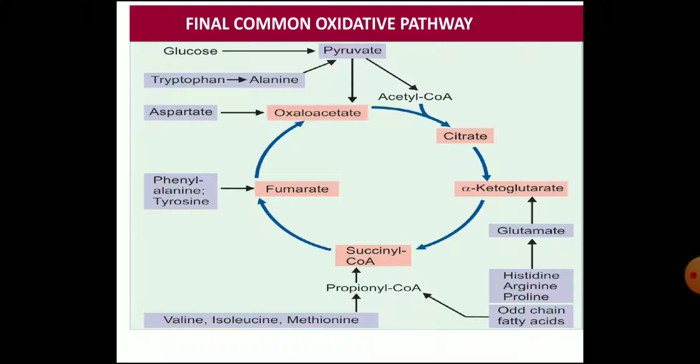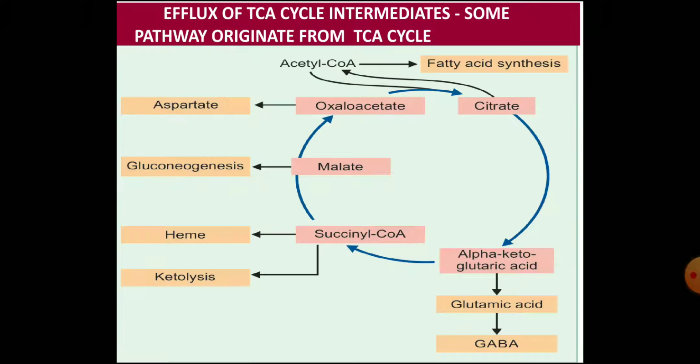Similarly, odd chain fatty acid oxidation will produce propionyl coenzyme A, which is also converted to succinyl coenzyme A and enters the TCA cycle. Then arginine, histidine, and proline go through glutamate, and glutamate is transaminated to alpha ketoglutarate, entering the pathway. So these are the things entering the pathway, that is influx, where it is finally oxidized and converted to carbon dioxide, water, and the production of ATP.